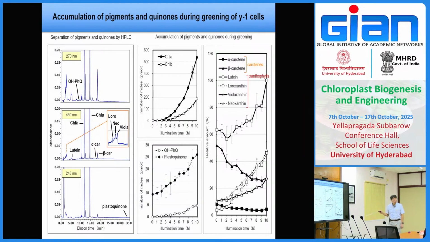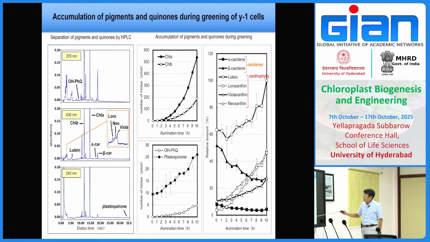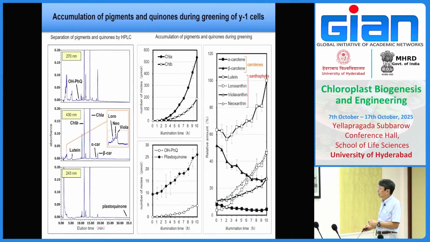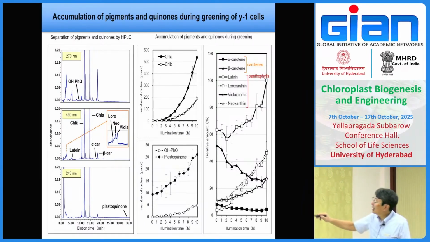And during illumination, we measure these components. Chlorophyll a and b, you can detect here, chlorophyll b and chlorophyll a. It's a huge peak, easy to detect. So during illumination, chlorophyll a increases like this, and chlorophyll b like this, up and down. And hydroxyphylloquinone, which is associated with photosystem 1, is increasing like this, and plastoquinone going up like this.